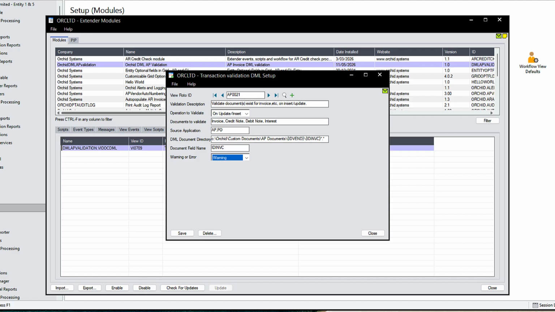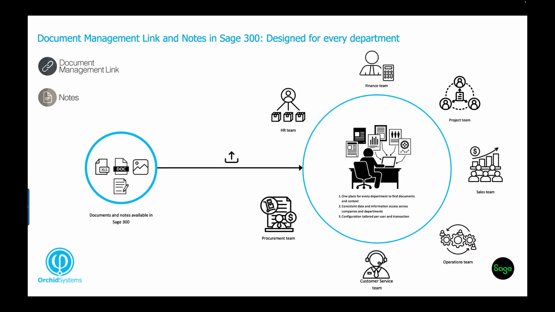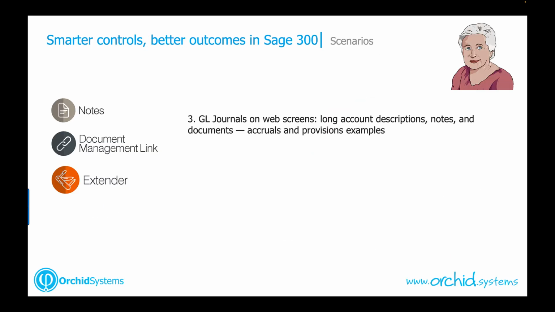So smarter documents, better control, and easy to configure, and it can be done as step 2 after getting used to document management link. In our first example, we've focused on the finance team and the payments vendor processes. Now we're still going to stay with the finance team, but we're going to look at it in the context of the general ledger. How we can add long account descriptions to GL accounts through notes, and how we can add notes and documents when we're entering GL transactions.